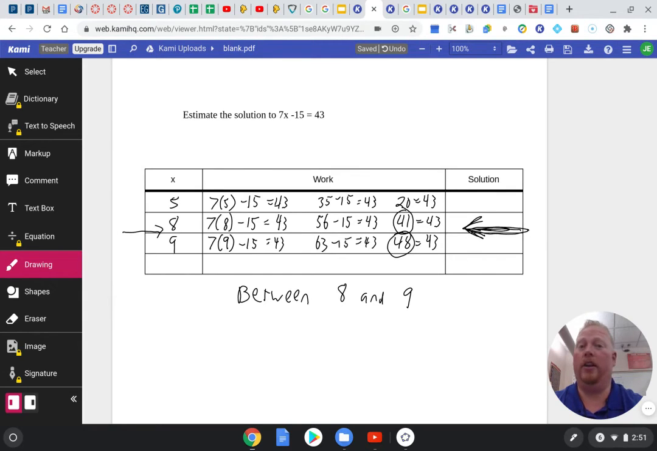Again, this method is very long and tedious. We can get an exact solution very easily by doing what we're going to do in Chapter 2. So again, I showed it to you. Hope you learned something, but probably not going to use this a ton.